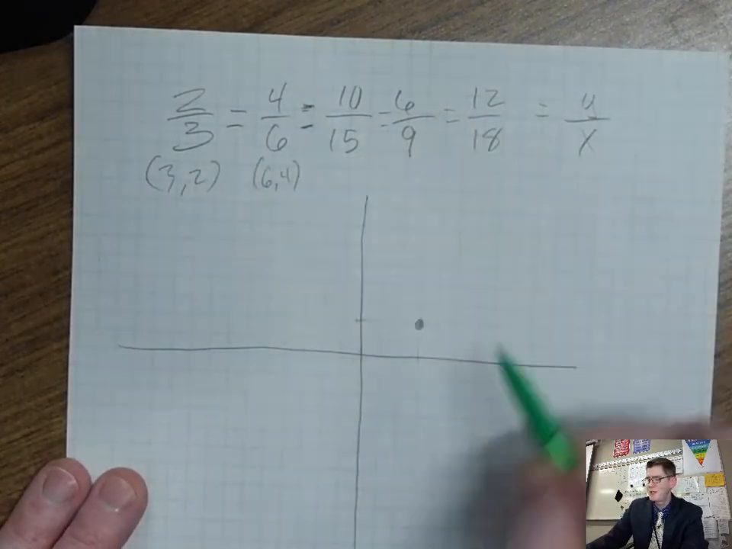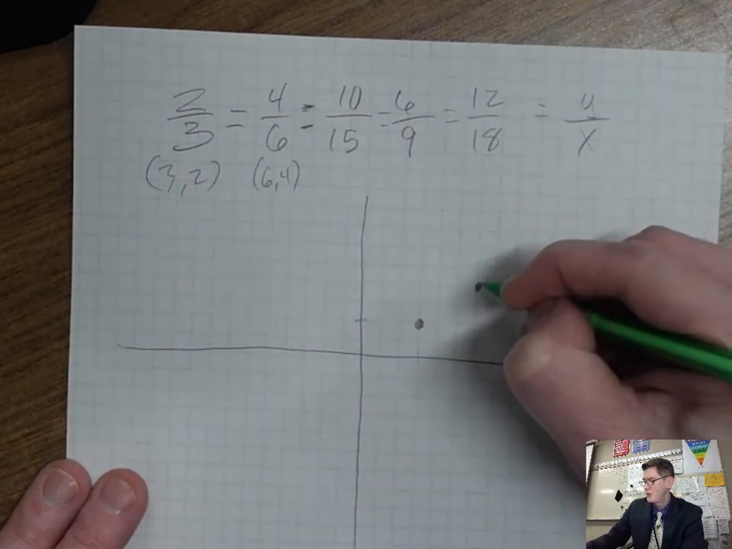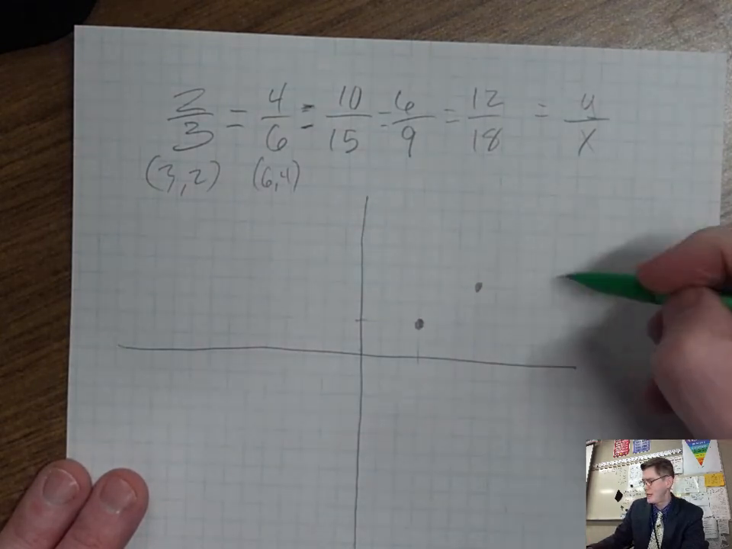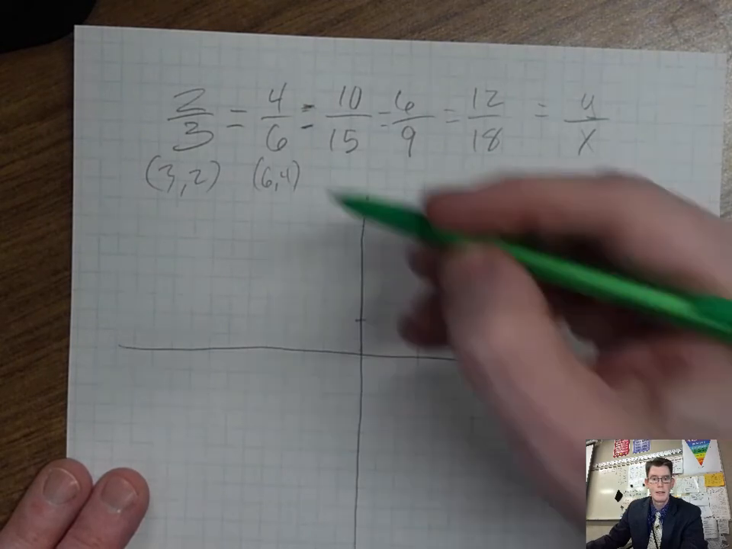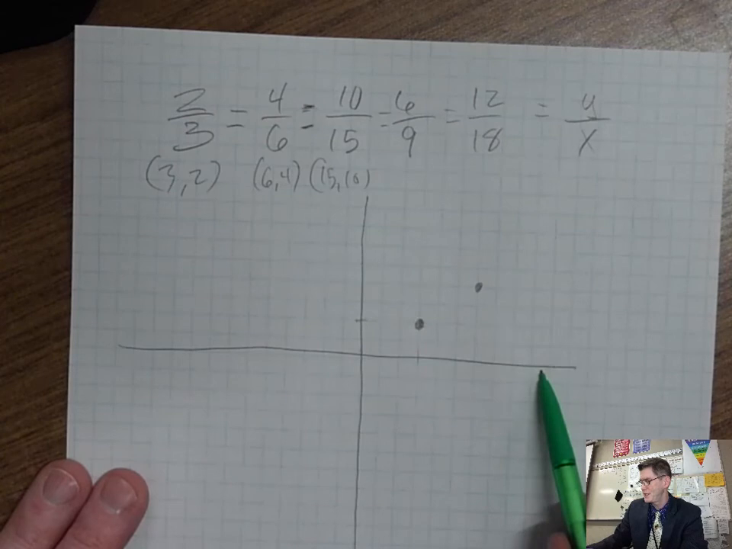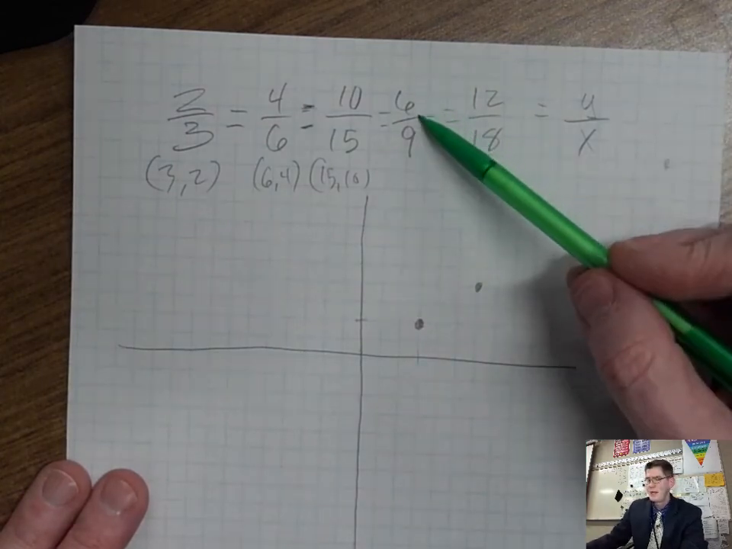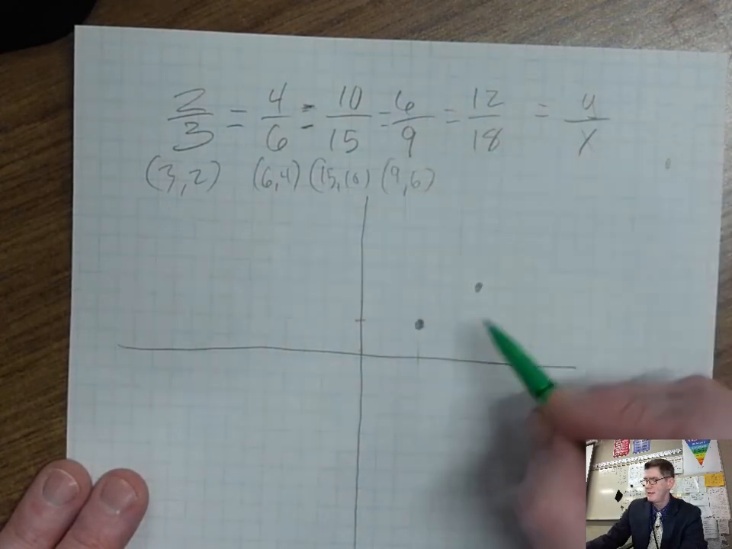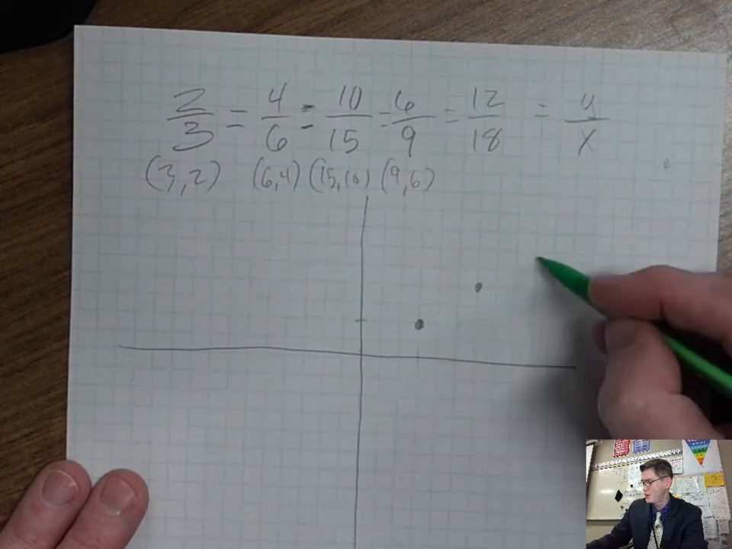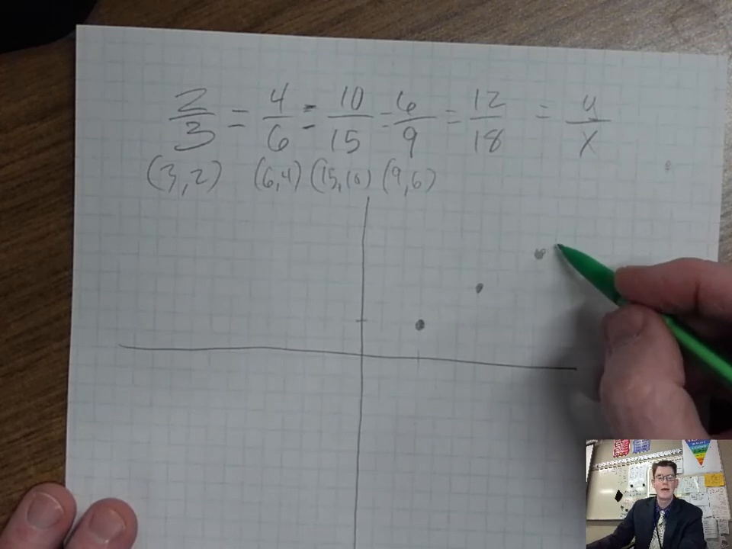Now where's the point (6, 4)? Well, 1, 2, 3, 4, 5, 6, and the number 4. So there's (6, 4). Then I can do 10 over 15, I'm sorry, 15, 10. You do the x number first. 1, 2, 3, 4, 5, 6, 7, 8, 9, 10, 11, 12, 13, 14, 15. I'm way somewhere out here. The point (9, 6). 1, 2, 3, 4, 5, 6, 7, 8, 9. And then if I go up 6, 1, 2, 3, 4, 5, 6, there's that one right there.